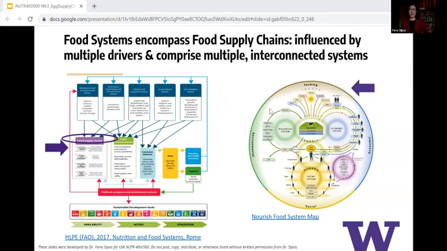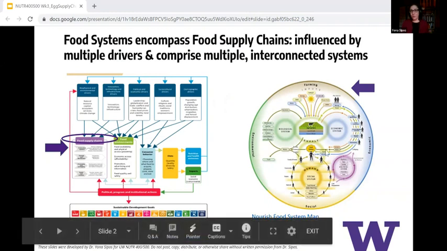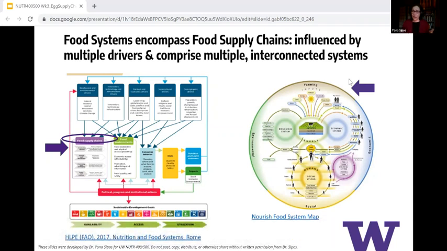So here we are back with our conceptual frameworks on food systems. On the left, we have the Food and Agriculture Organization of the United Nations depiction. And on the right, we have the Nourish Food System map. For this seminar, as you know, we're focusing on the food supply chain, but this week we'll turn our attention to production systems. And we'll use the example of eggs in particular. And I will have the great honor of introducing our expert guest speaker in just a few minutes. But first I'll give just a little bit more of an introduction.